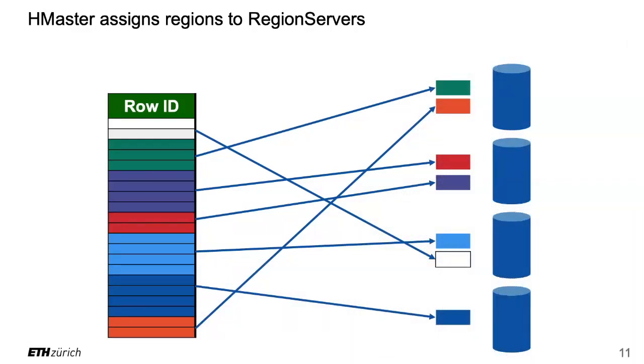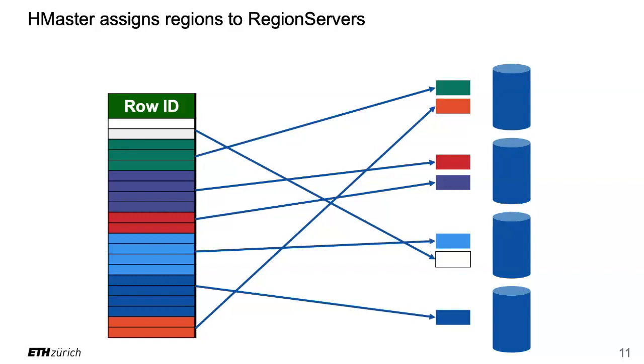And the idea is that every one of these regions is going to be assigned to a region server. What that means is the region server is responsible for handling all of the requests that have anything to do with that region, right? For example, the white region is handled by the third region server, which also handles the blue region.